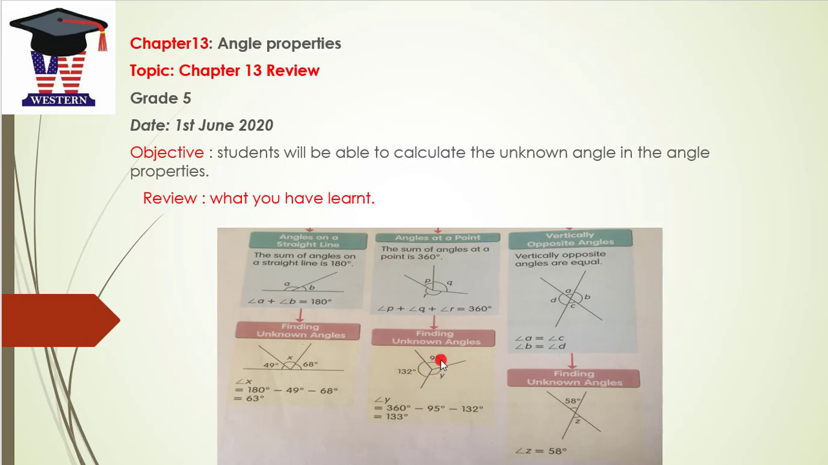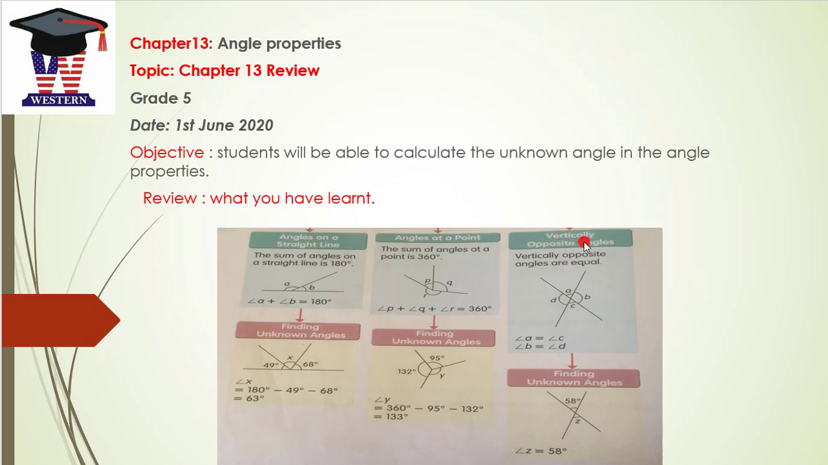Here, the example of angle at a point. In this figure, we have three angles: angle 95, angle 132 degrees, and angle Y. So to find angle Y, you take 360 minus 95 degrees minus 132 degrees. The answer is 133 degrees.